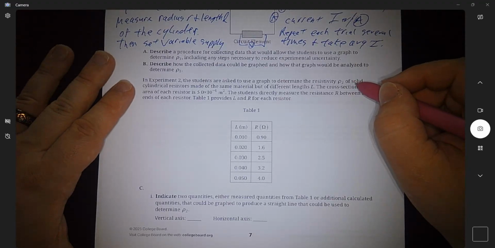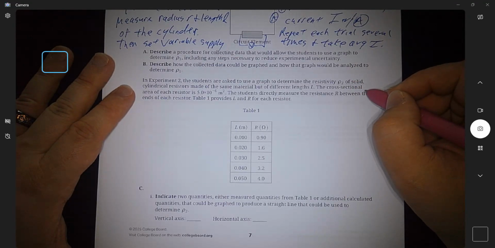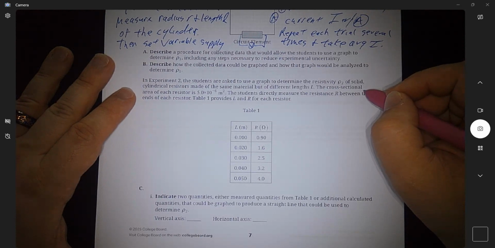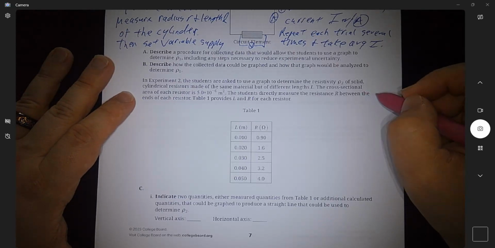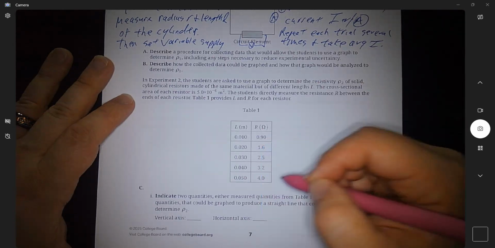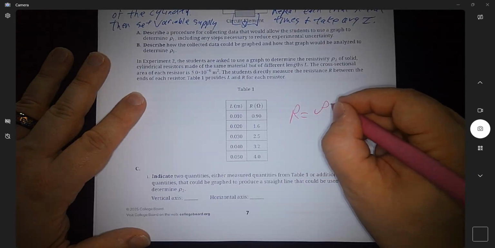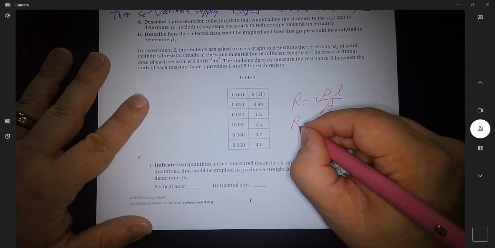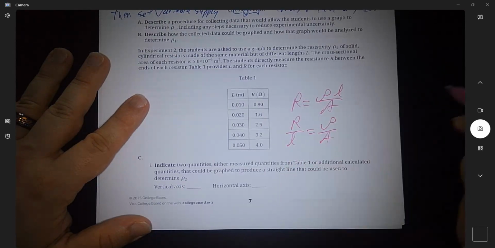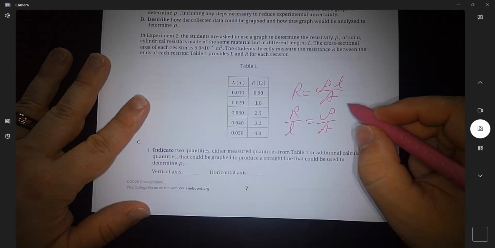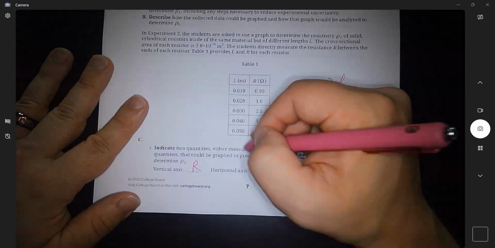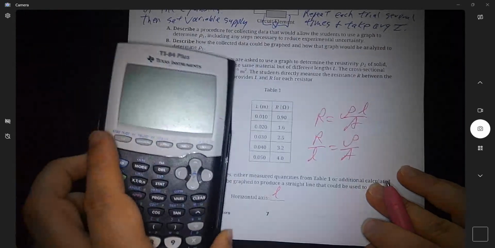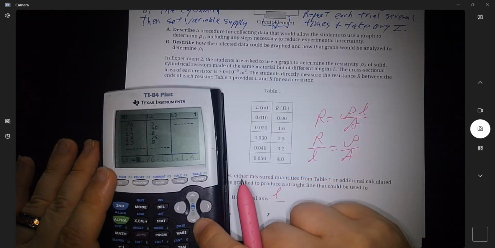Okay, in experiment 2, students are asked to use a graph to determine the resistivity rho 2 of solid cylindrical resistors made of the same material but different lengths L. The cross-sectional area of each resistor is given. The students directly measure the resistance and the length. Okay, so resistance equals resistivity times length over area. So if I say resistivity over area is the slope, I do this lab with my students, then you get resistivity over area. So then we're going to plot on the vertical axis R. It's even in the right-hand column for us. And the horizontal axis is going to be L. It's even in the column for us. So that almost feels like my intelligence being insulted.